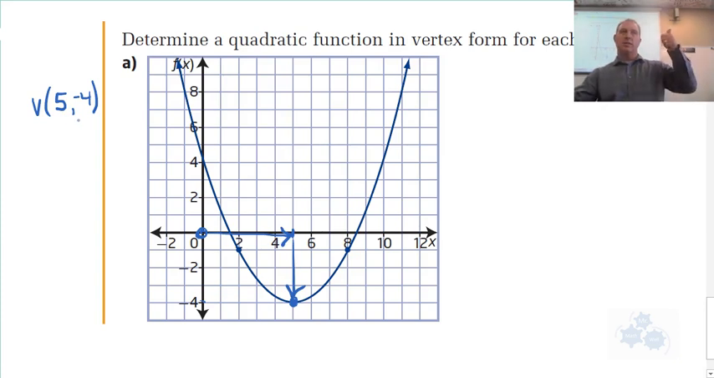You guys good with that? Identifying the vertex from a graph? Okay, I'll assume you are. Hearing no objections, now let's take a look at the width.